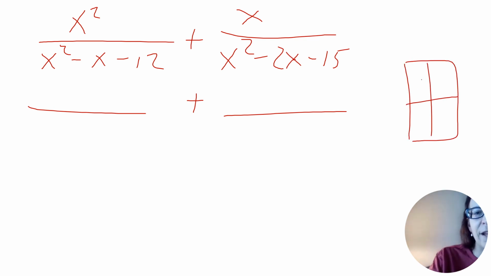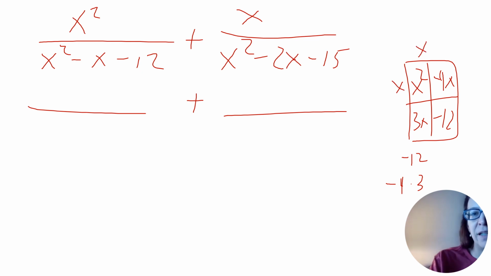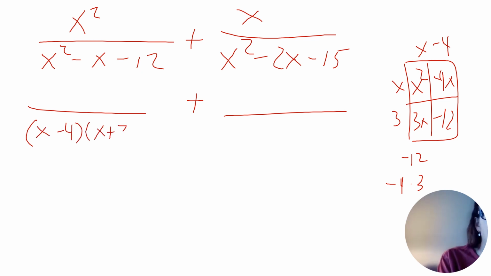So for my first one, I have x squared, and then I have a negative 12. I want two factors of negative 12 that add up to negative 1, and that would be negative 4 and positive 3. And so we would have negative 4x and 3x. So this factors into x times x, this is a negative 4, this is a positive 3. So over here, we end up with x minus 4 and x plus 3.